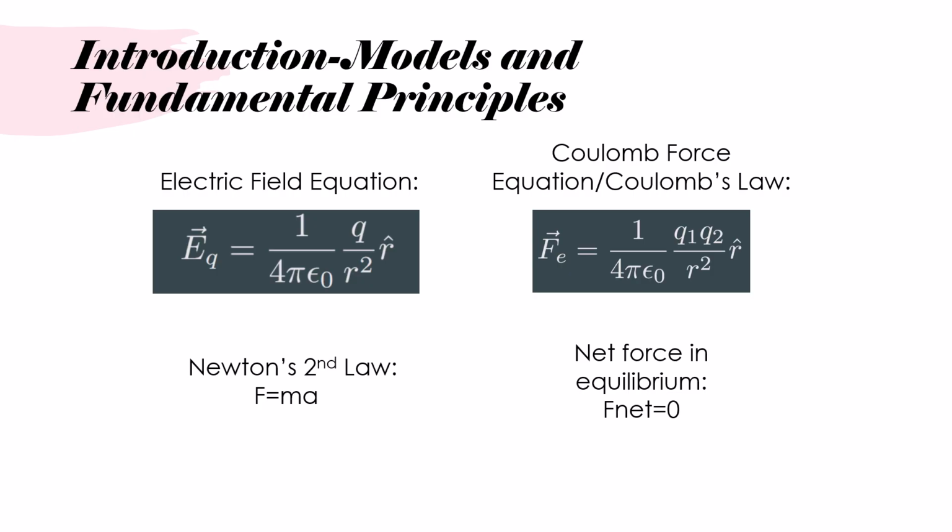The electric field equation was used to calculate the electric field from tape A, the bottom piece of tape in the experiment. The Coulomb force equation was used to calculate the electric force on tape B from tape A. Newton's second law was used to calculate the force of gravity, and net force in equilibrium, F net equals 0, was used to calculate the electric force from the gravitational force, and also used to calculate the electric charge on tape B.